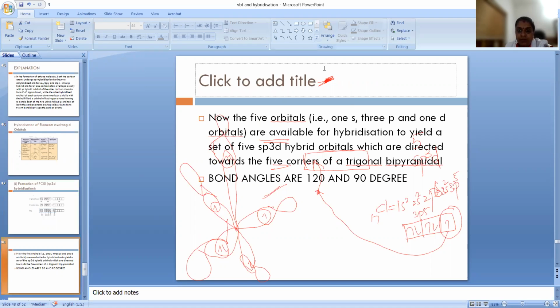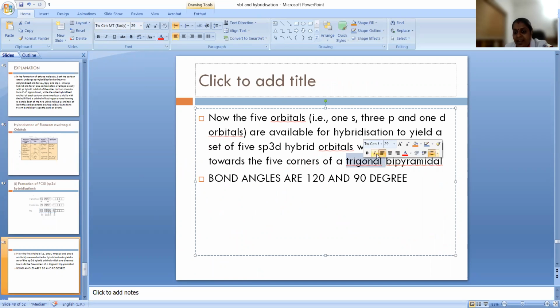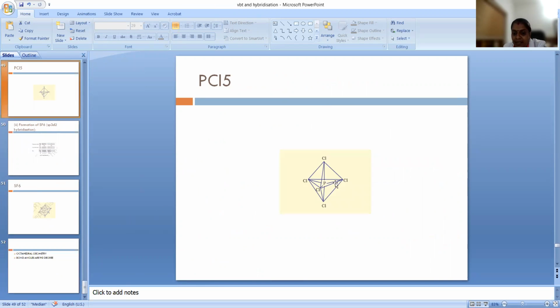Don't forget about the bond angle, because trigonal bipyramidal means one triangle and two pyramidal shapes. So 120 and 90 degrees. Inside the triangle, 120 is the bond angle, and outside you have 90 degrees. What is the reason? Because it is up and down, perpendicular to this triangle, so 90 degrees. And this is called the equatorial bonds, and this is called the axial bonds.